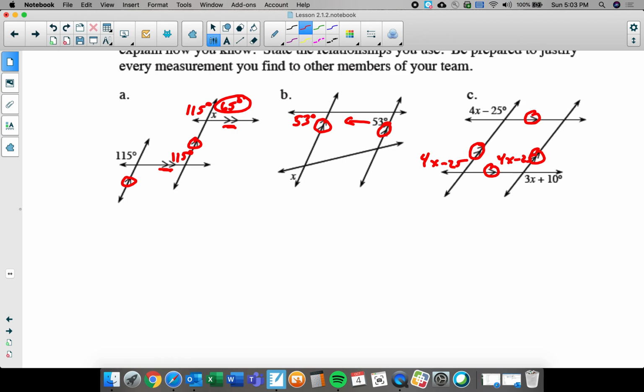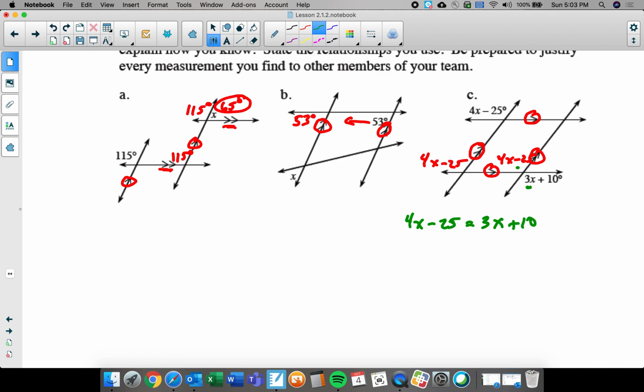Okay. And now if you take a look, this angle right here that's 4x minus 25, and this angle right here that we've got labeled as 3x plus 10. Those two angles are vertical angles, and therefore we know from the last lesson that those two have to be equal to each other. So 4x minus 25 equals 3x plus 10.